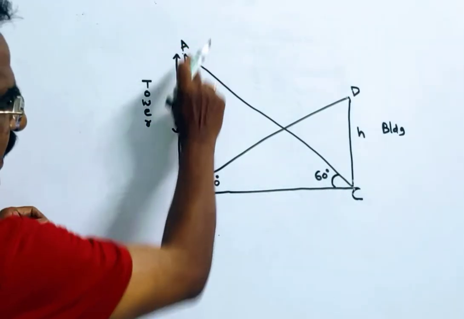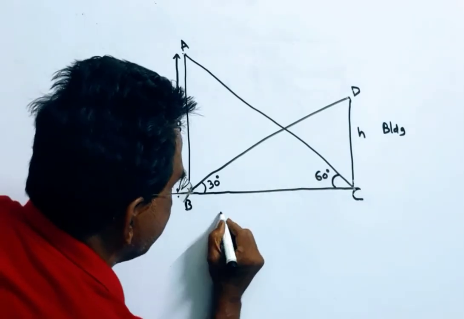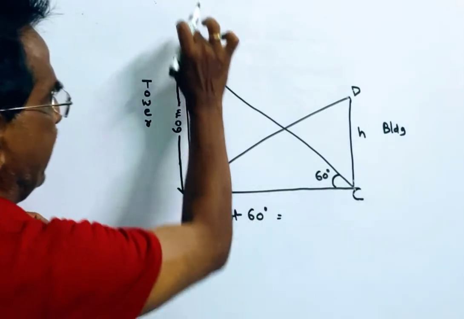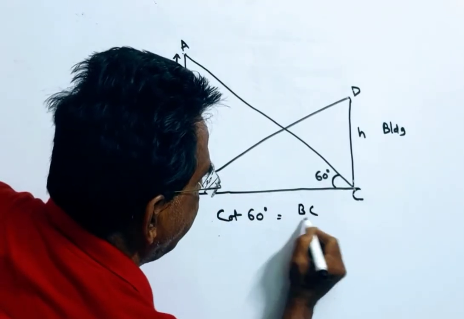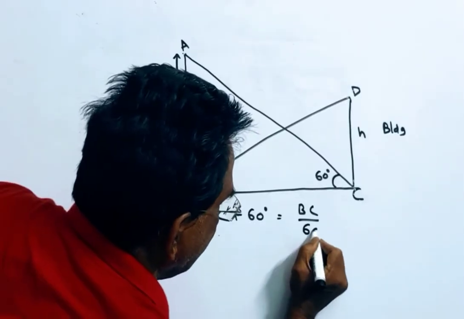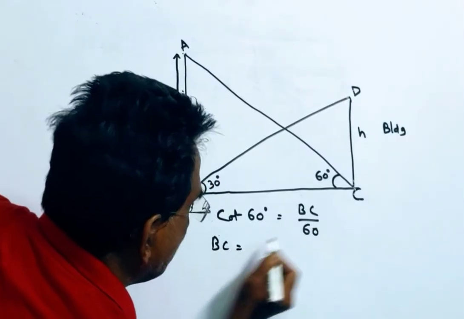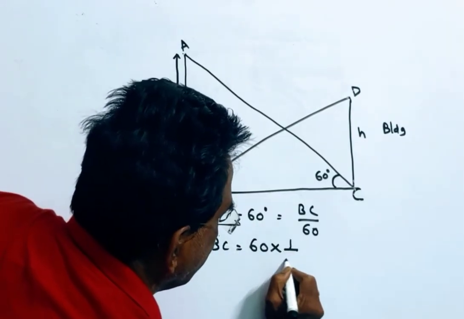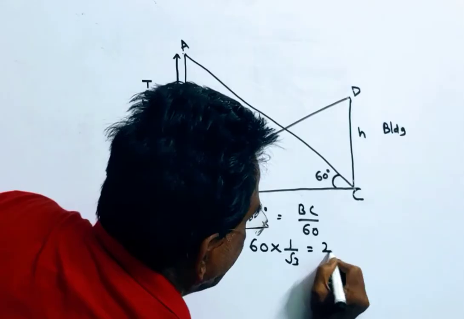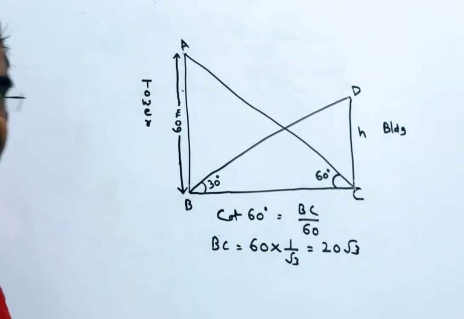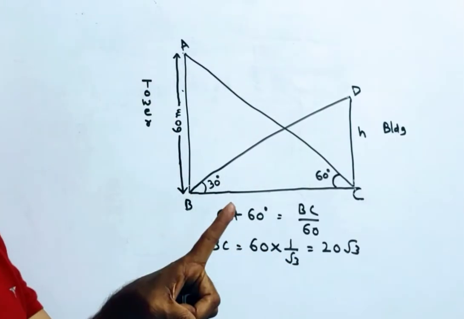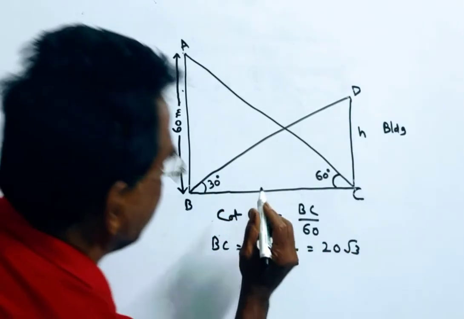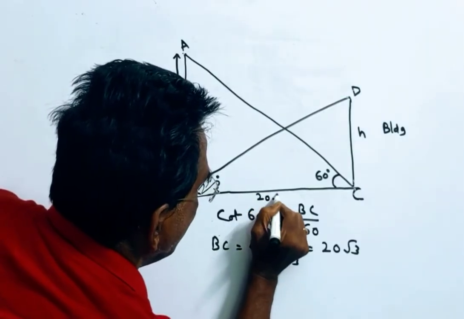Friends, in triangle ABC, cot 60 is equal to adjacent side by opposite side, BC by opposite side 60. So friends, BC is equal to 60 into cot 60. 60 into cot 60, which is 1 by root 3. This is equal to 20 root 3. Friends, 60 means 20 into root 3 into root 3. The 1 by root 3 gets cancelled, so 20 root 3 remains. BC is equal to 20 root 3.